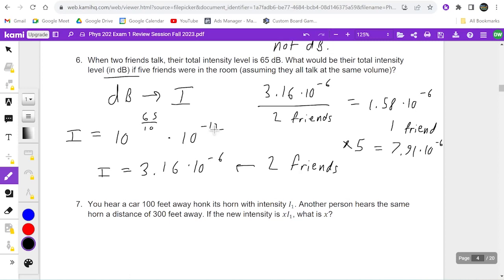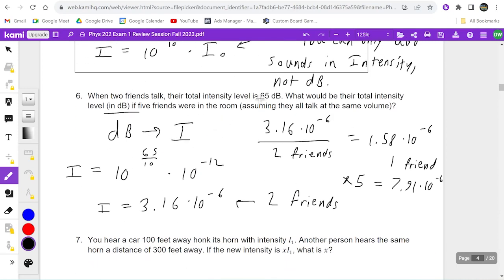Because notice, in this problem, I said the sound was 65 decibels, but we still had to convert to intensity first. And that's because I didn't say multiply the decibels by 5. I did not say that. And I never would. Sometimes you'll see plus decibels, you'll never see times decibels. You just don't do that. Any questions with that?